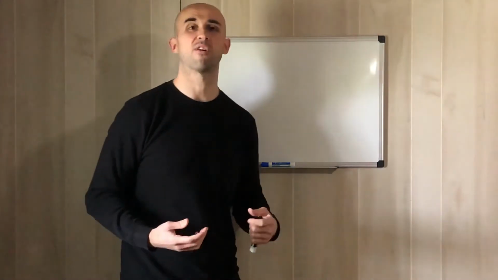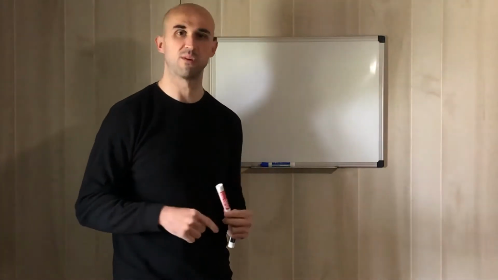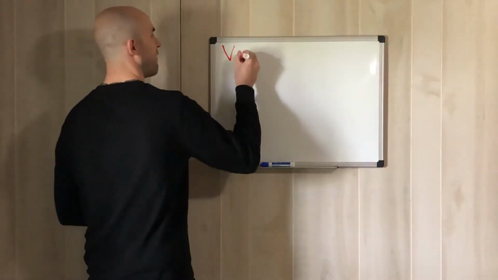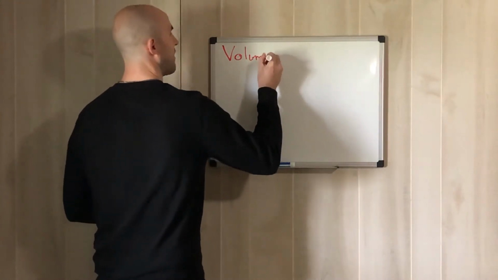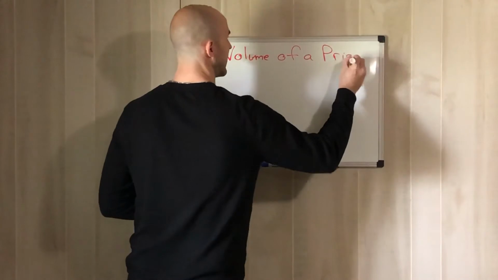I don't know if you guys have ever heard of the term. I think most of you have. And we have volume, which is what we're going to do today, and surface area, which we're going to do tomorrow. And so when we're talking about volume of a prism, this is literally as easy as it can get.